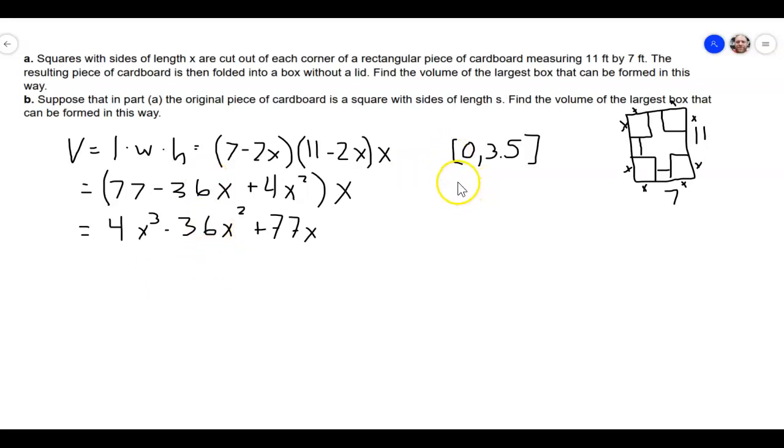So we'll need to check the endpoints, which in this case aren't really going to make sense, and then any of those critical values that we find between 0 and 3.5. All right, so let's find the derivative first. That should be the easy part. So the derivative of this is equal to 12x squared minus 72x, just using the power rule, plus 77.